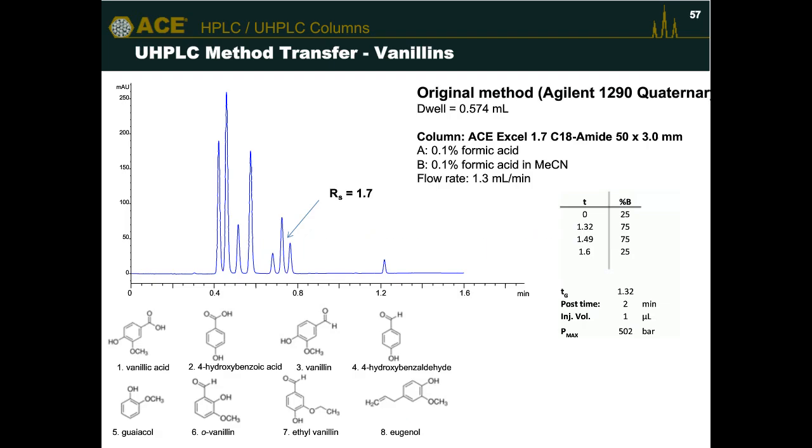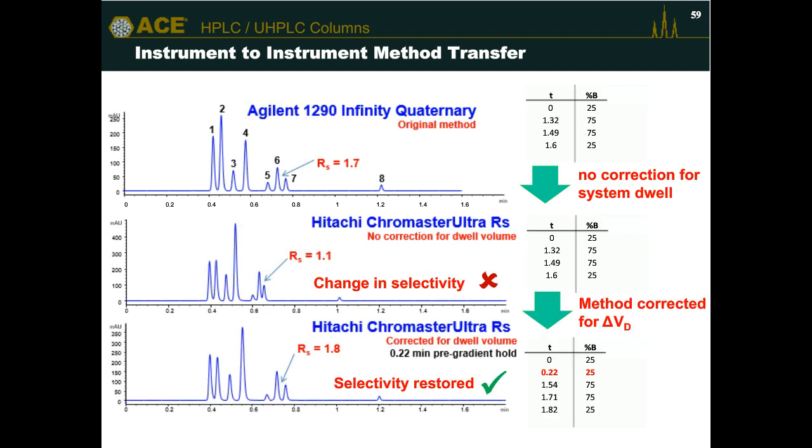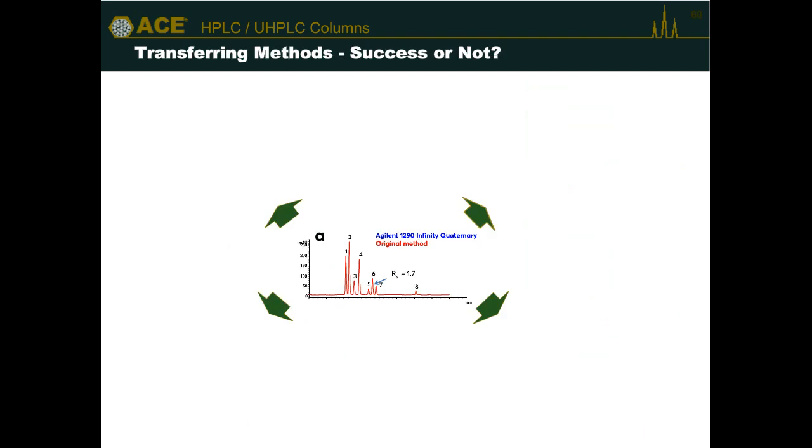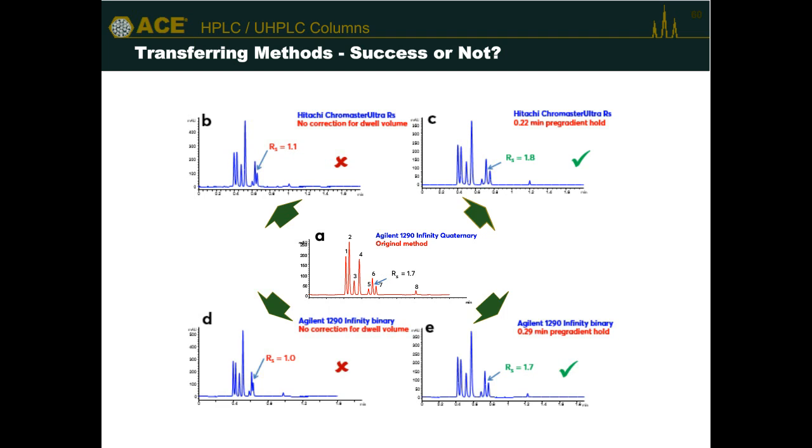This is the same example. It's just showing you that we can run it on lots of other instruments. So it changes selectivity if you don't do a gradient hold. And again, it doesn't mean it's the same vendor, it's different vendors' instruments. We have to translate the method because of the different dwell volumes. We might need an isocratic hold, we might need to pre-inject. And some systems allow you to do that, others don't.